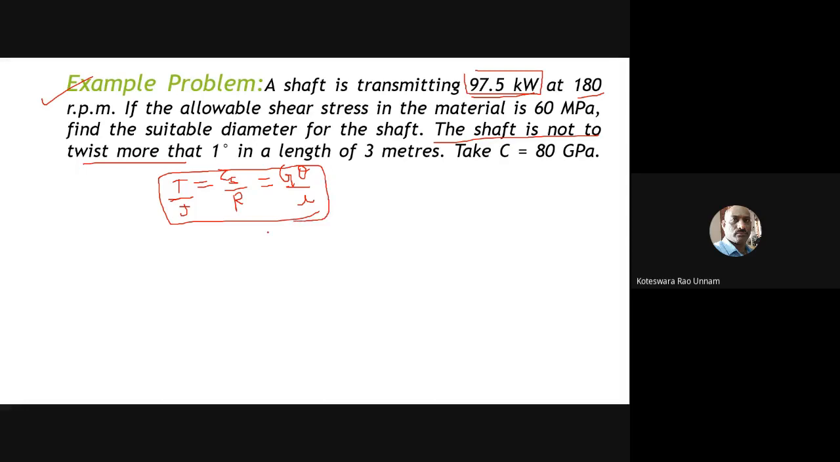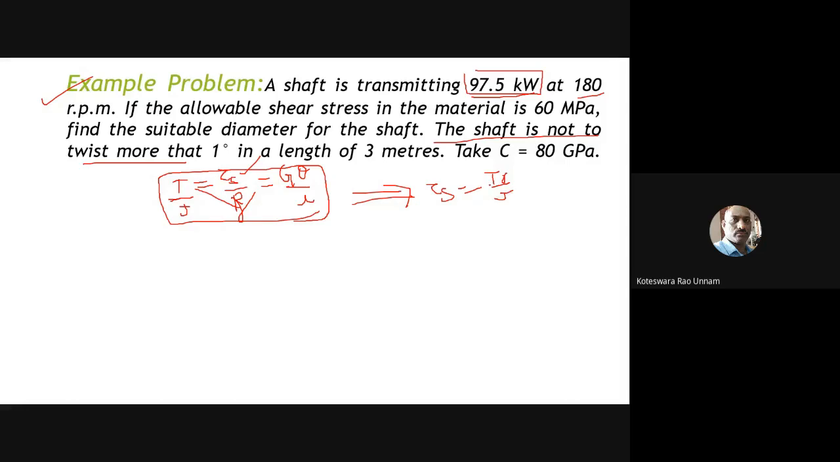Using this torsional equation, I can compute tau S, which is nothing but the torsional shear stress. So what is the formula for tau S? I need to bring this R to this side. Generally people use small r instead of capital R, and I'll use the same. So tau S is T into r by J.